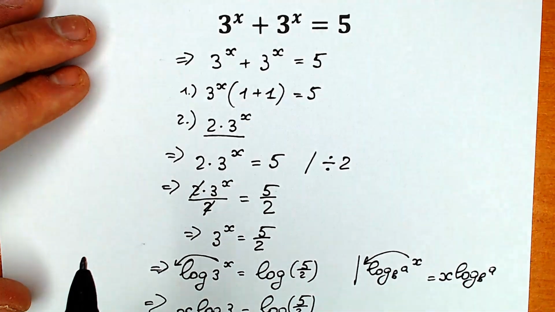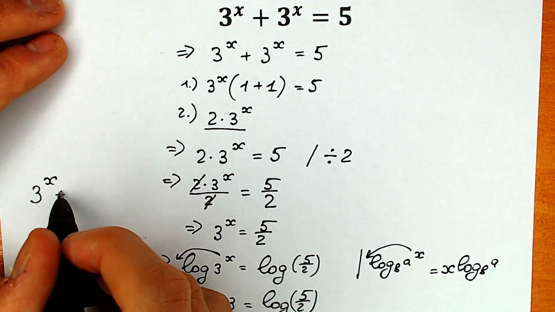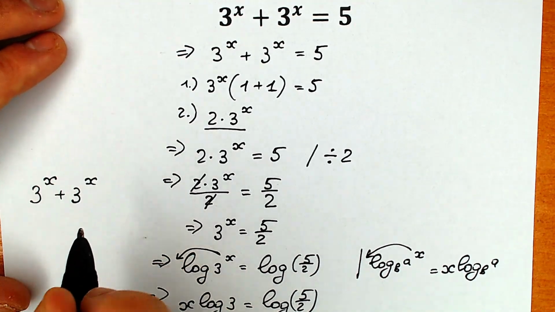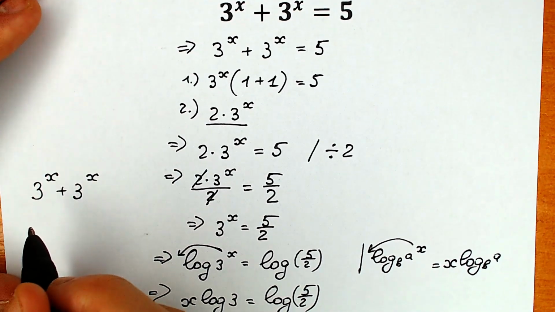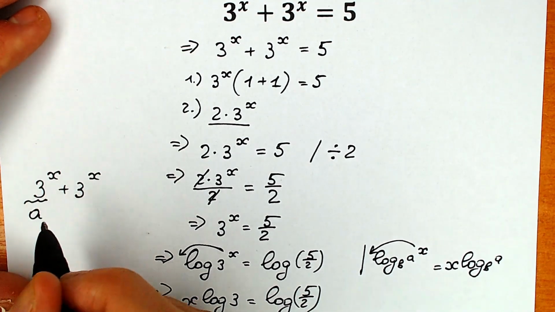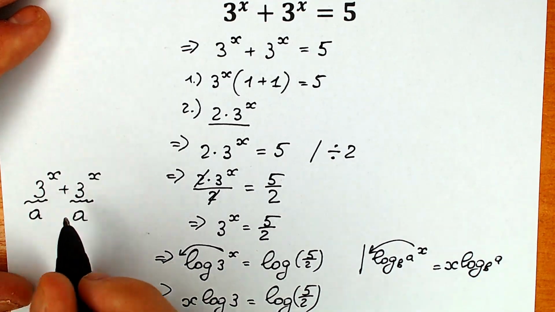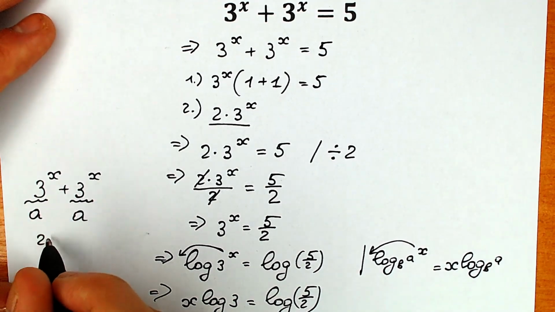To be honest, a lot of students are confused about it, because for example we have 3 to the x plus 3 to the x, something like that. We have absolutely the same expressions, all right? So we have 3 to the x, for example, this is our, let's go with a. 3 to the x, this is also our a. So we are talking about a plus a, which is equal to 2a, okay?